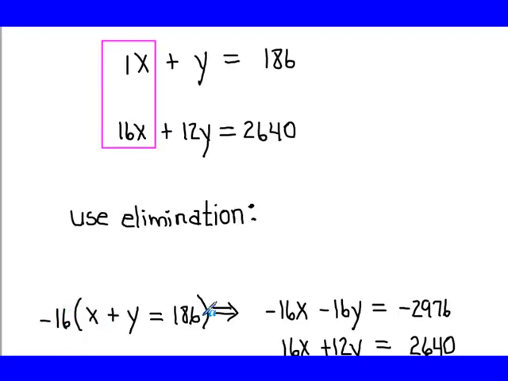Why did I multiply by negative 16? Why can't I multiply by positive? Can you tell me that? Why did I multiply that first equation by negative 16? Why can't I just multiply it by 16?